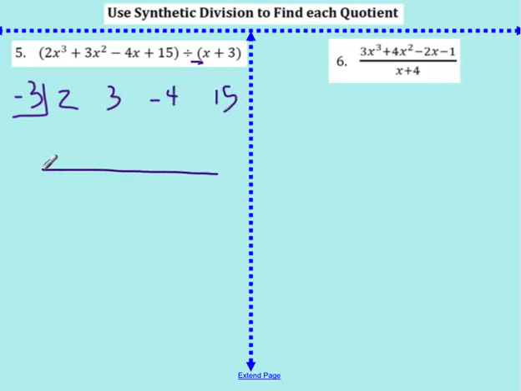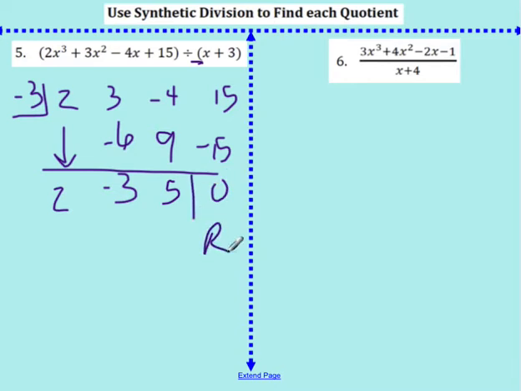And now we're going to write out all of our coefficients and divide that out. So you're going to take the 2 and bring it down. 2 times negative 3 is negative 6. 3 minus 6 is negative 3. Negative 3 times negative 3 is positive 9. Negative 4 plus 9 is positive 5. 5 times negative 3 is negative 15. Add those together and you get 0.